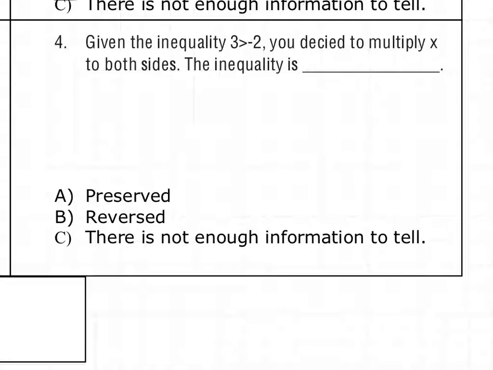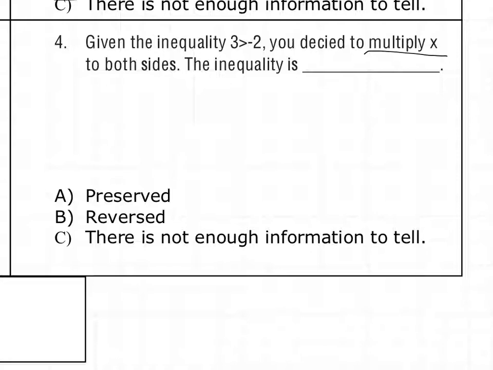Finally, we're given the inequality 3 is greater than -2. We decide to multiply x to both sides. The inequality is preserved or reversed. Now here we're talking about a multiplication. If we're talking about a multiplication, we have to know whether it's a positive or negative multiplication, or even if it's 0, because we saw yesterday if we multiply both sides by 0, that would even make them equal. So that would change our inequality in that case. Looking at this, we don't have enough information here because we don't know whether x is positive or negative.